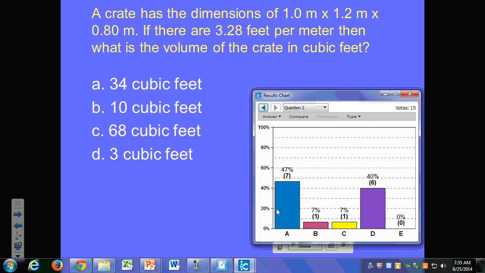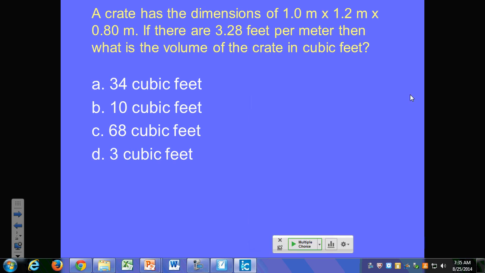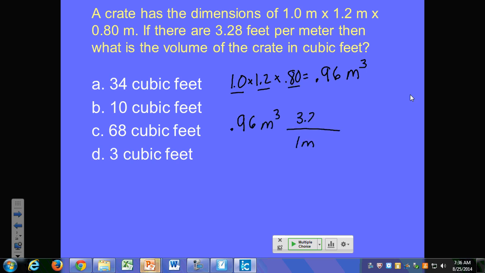So the answer is A, 34, which is the closest to 30. If you actually want to run the numbers, you would say 1 times 1.2 times 0.8. It's like 0.96, is that right? Somebody do that? Yeah, so 0.96 cubic meters. Notice I kept 2 sig figs because I had 2 sig figs all throughout. And then if I wanted to convert that to cubic feet, 0.96 cubic meters, in 1 meter there are 3.28 feet. The problem many of you had, if you put D, is you probably didn't cube that. D is not the right answer. You have to cube this whole term. And when you do that, you get 34 cubic feet.